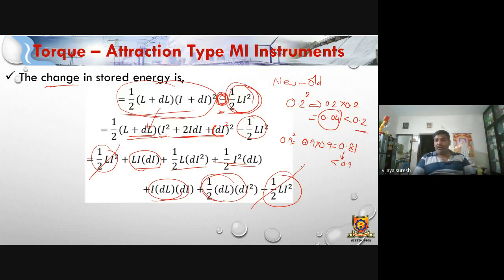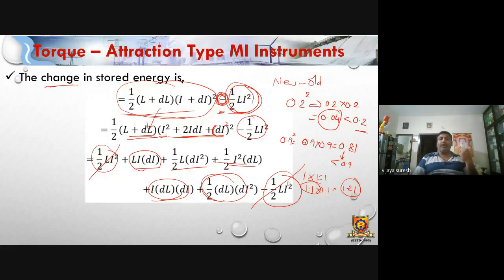Let us go for 1. 1 into 1 becomes 1, of course there is no change. Let us go for 1.1 into 1.1, which equals 1.21, where 1.21 is more than 1.1. So if you have a lesser value, and di is nothing but a lesser value, even if you square it, we are going to get a much lesser value.